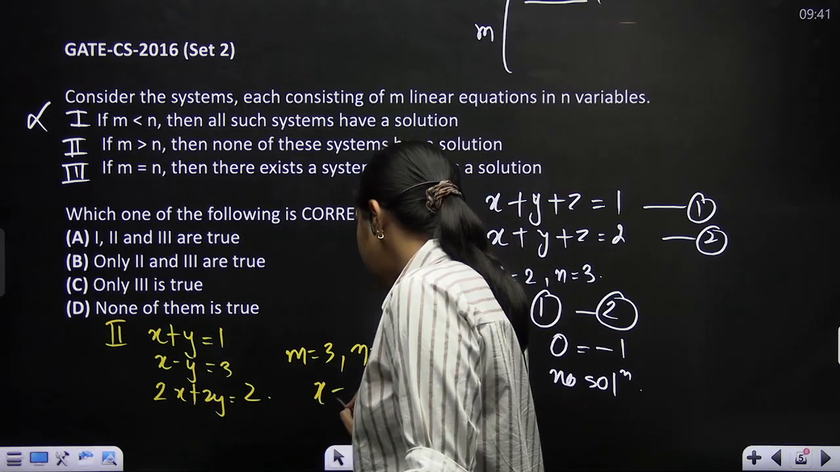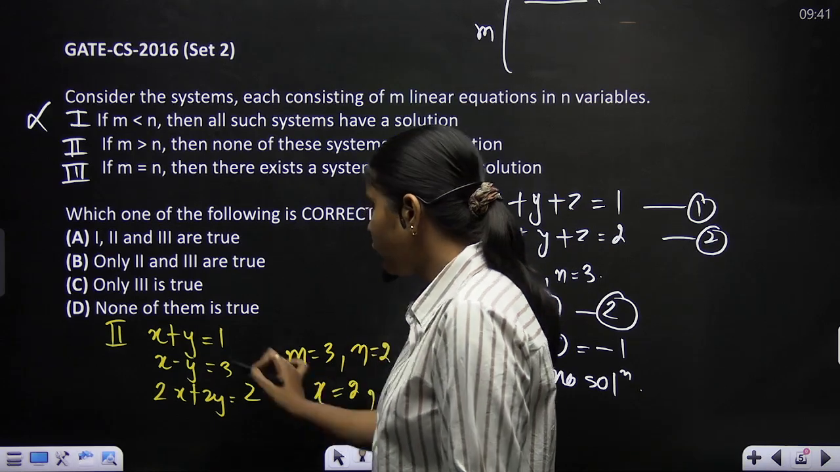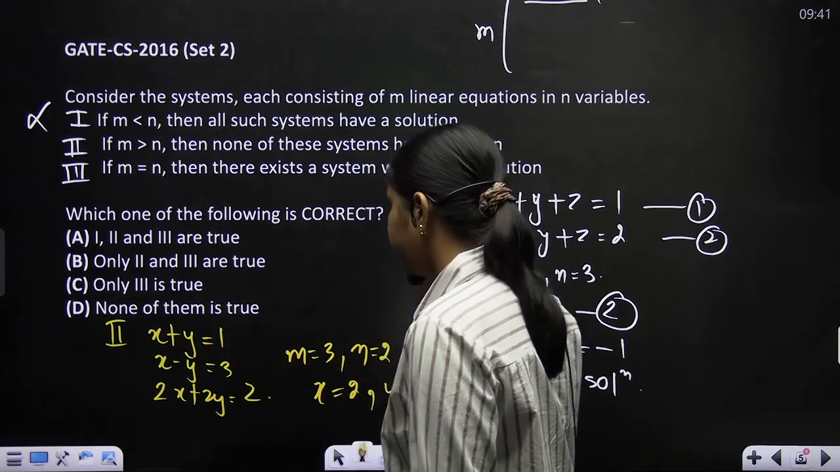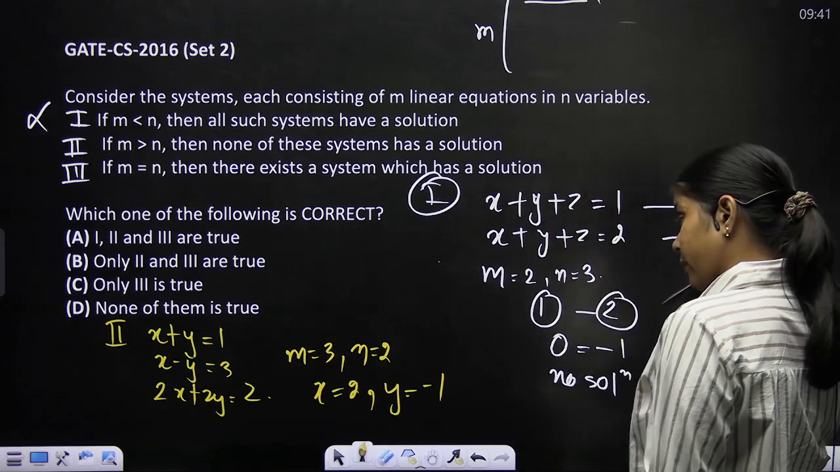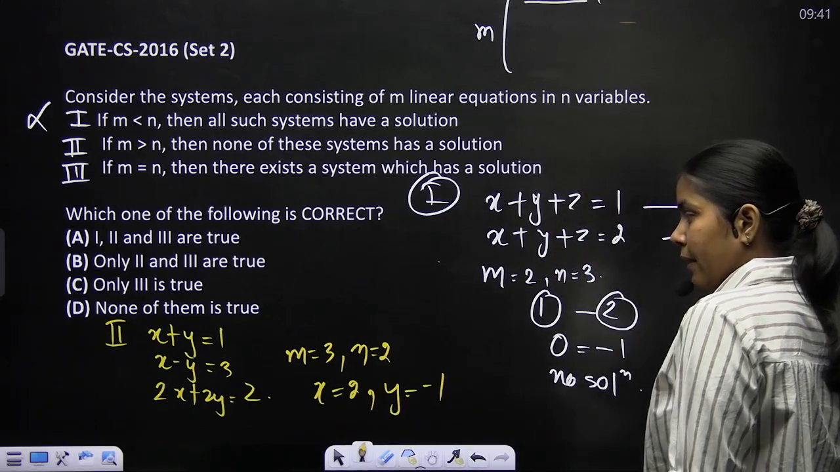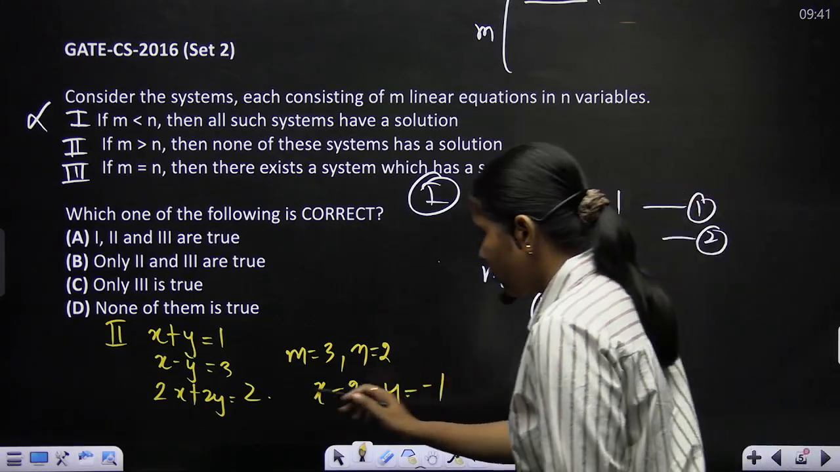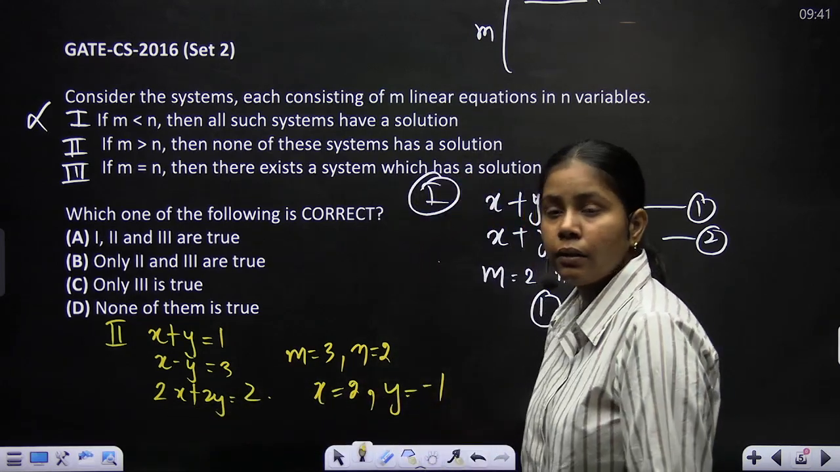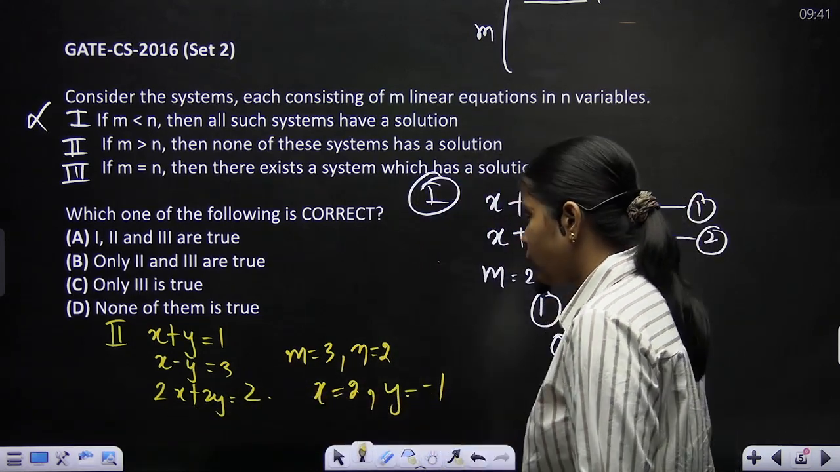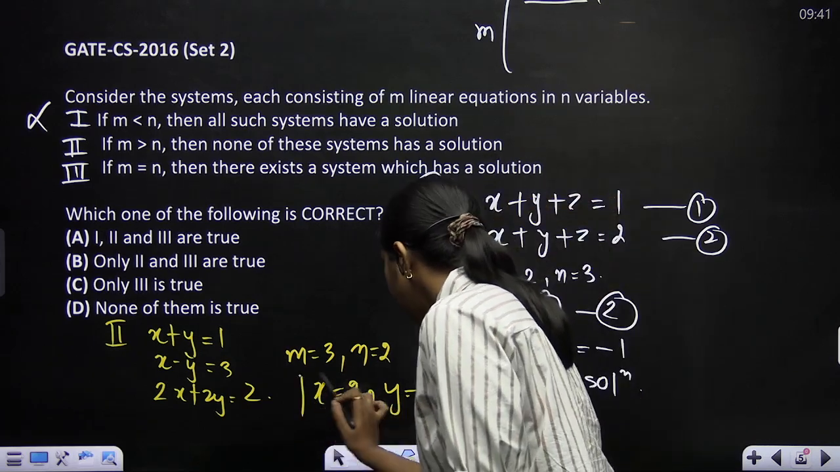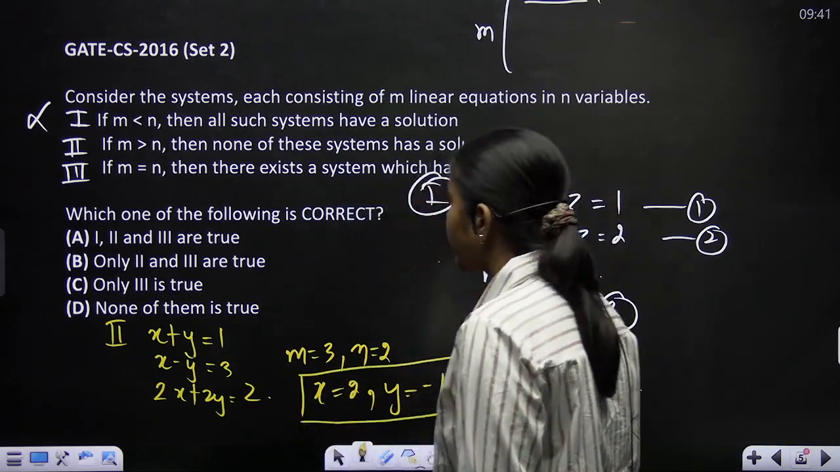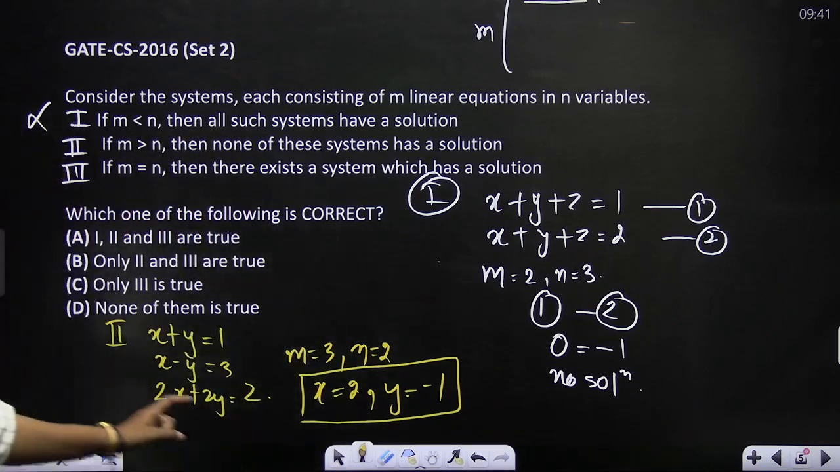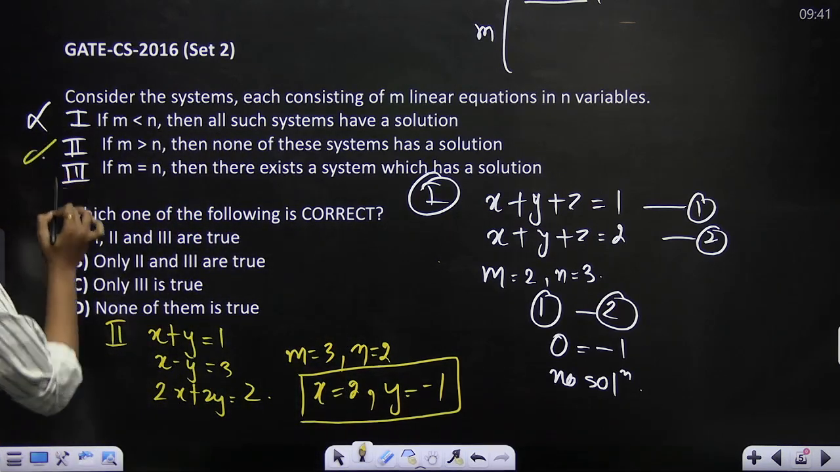If you substitute 2 back in the equation, y you would get as -1. And if you check in this equation, 2 into 2 is 4, 2 into -1 is -2, we get 2. So this is a solution. But they have said that if the number of equations is more than the number of variables, then we do not have any solution. But we get a system which has a solution, so this is not true.